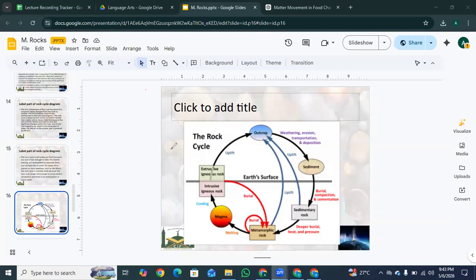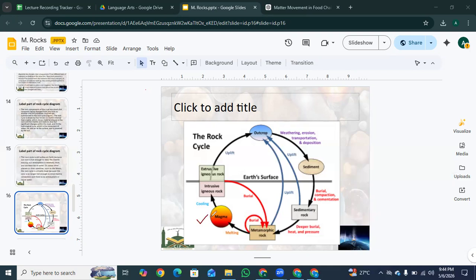So this diagram is like a map showing how rocks travel and change their identities over millions of years. So the starting point is magma. Everything begins deep underground with magma, melted or liquid rock, you can say.